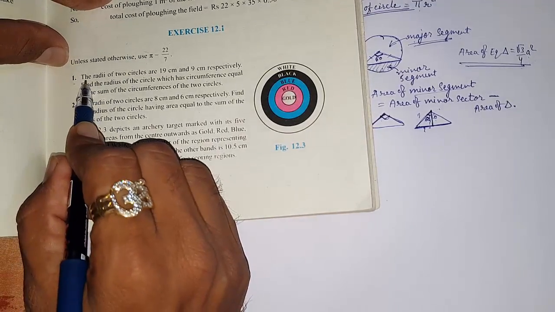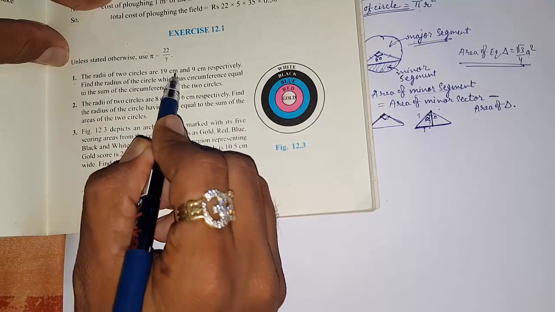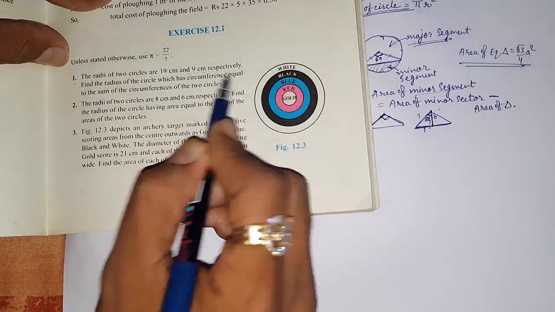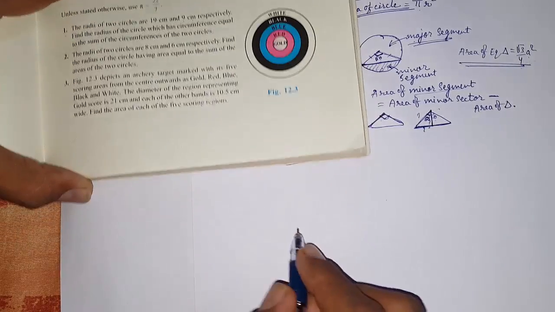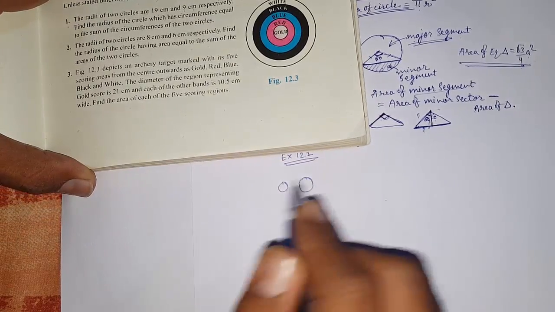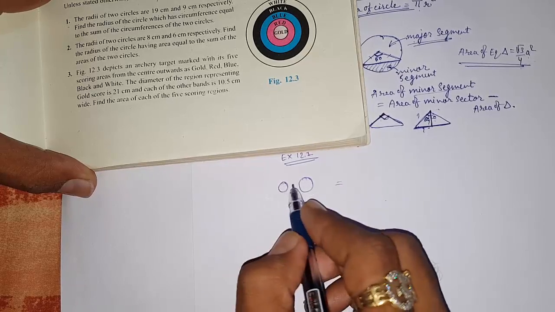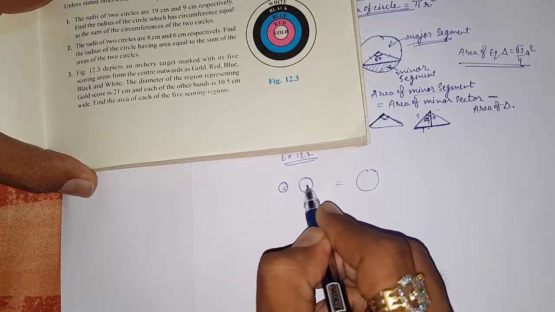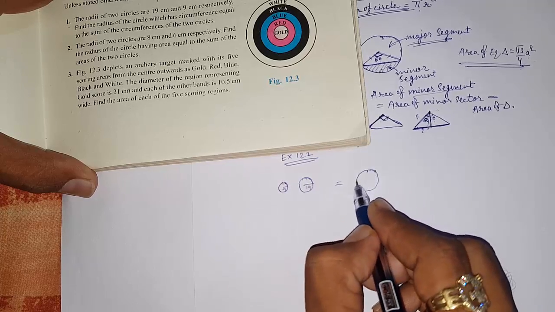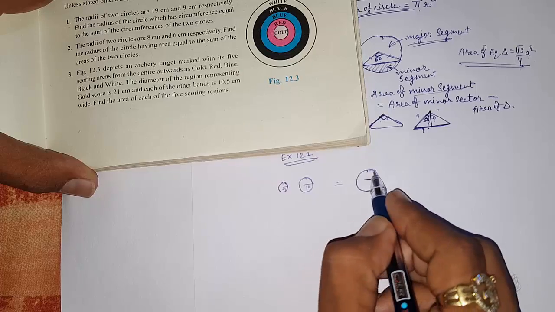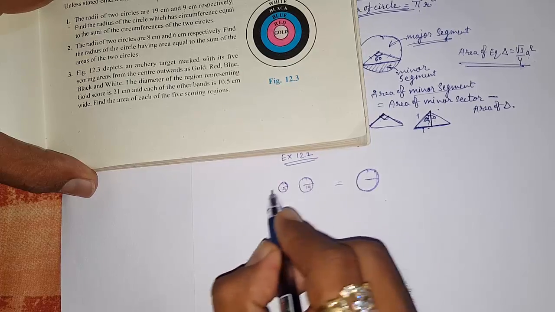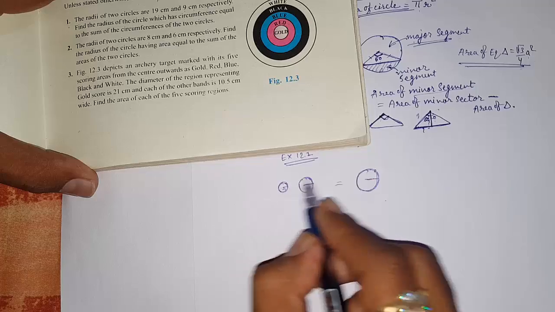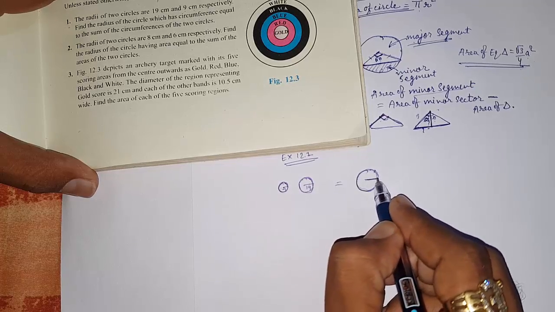Look here, I'm explaining. The radii of two circles are 19 centimeter and 9 centimeter respectively. Find out the radius of the circle which has circumference equal to the sum of the circumferences of the two circles. Means they are telling that two circles are there and one more circle is there. So the radius of this circle is 9 and the radius of this circle is 19. And they are telling to find out the radius of the circle having circumference equal to the sum of these two. First you have to find out the circumference of this, then the circumference of this, then add them, and that should be the circumference of this, and then you have to find out the radius.